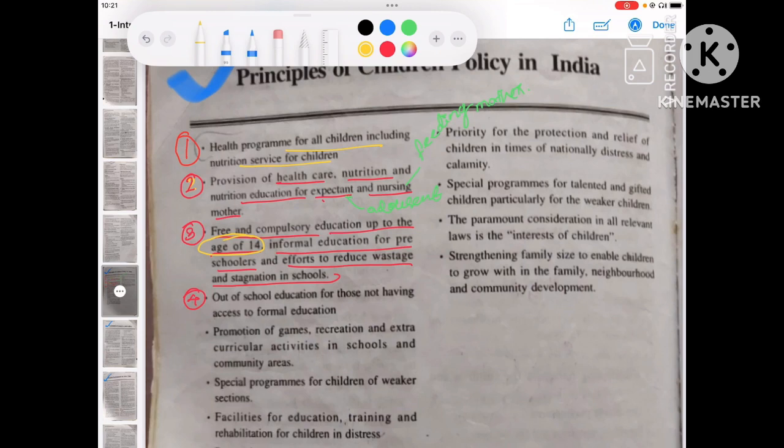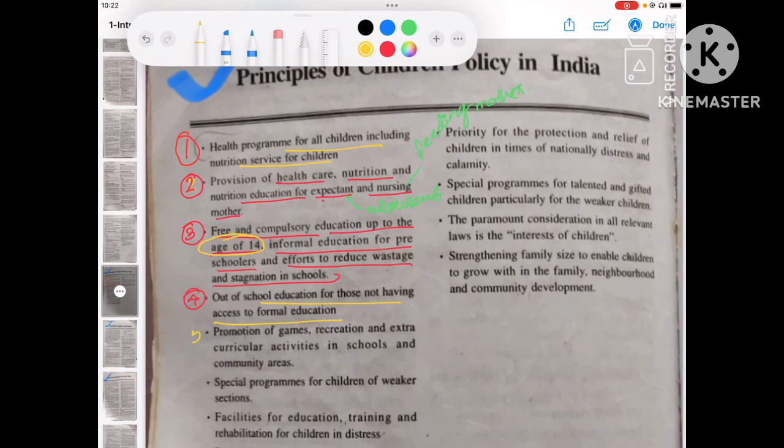Then the fourth principle is out of school education for those who do not have access to formal education. So for those children who are not getting education, we have to provide it. In the village area they will set up the education. Somebody will come, maybe especially the Anganwadi or play school teacher, and give the education to the adolescent girls. So that is the fourth one.